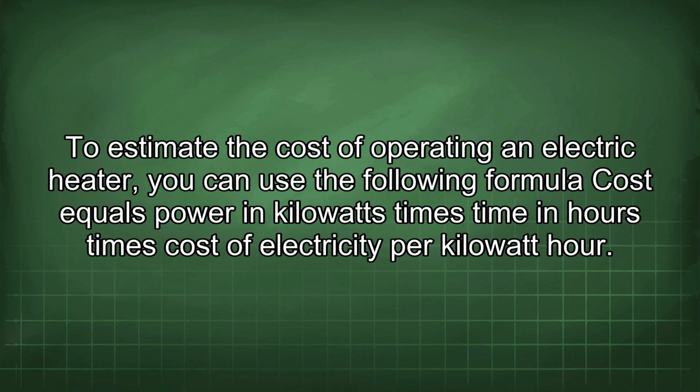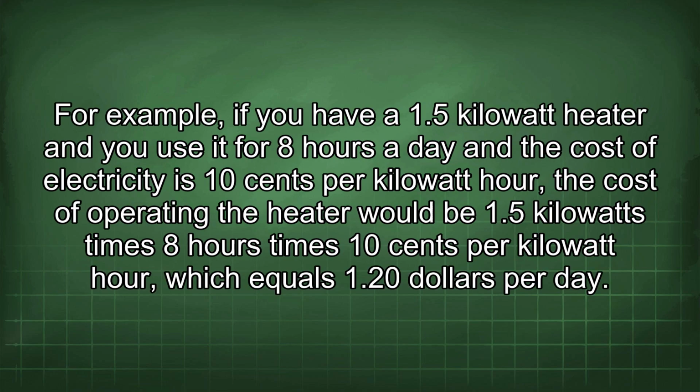To estimate the cost of operating an electric heater, you can use the following formula: cost equals power in kilowatts times time in hours times cost of electricity per kilowatt hour. For example, if you have a 1.5 kilowatt heater and you use it for 8 hours a day and the cost of electricity is 10 cents per kilowatt hour, the cost of operating the heater would be 1.5 kilowatts times 8 hours times 10 cents per kilowatt hour, which equals $1.20 per day.